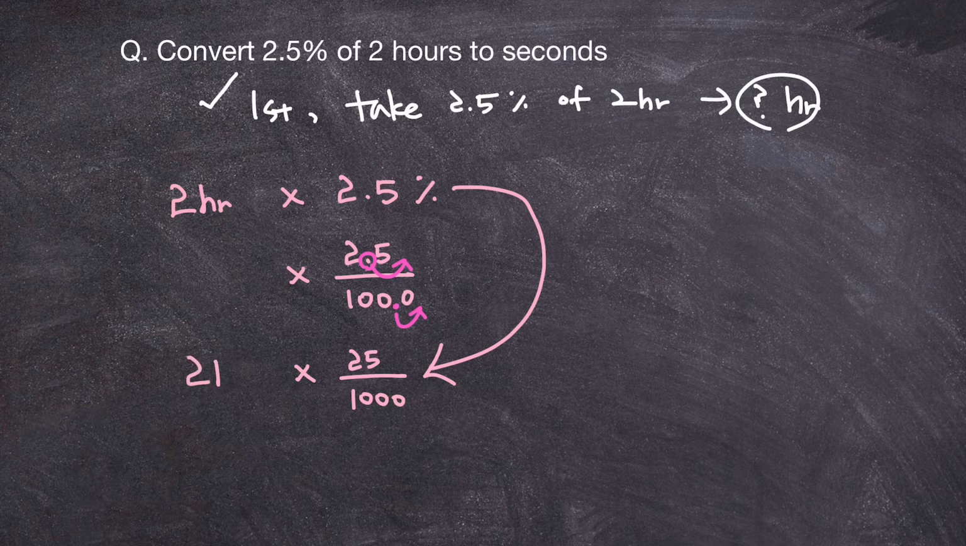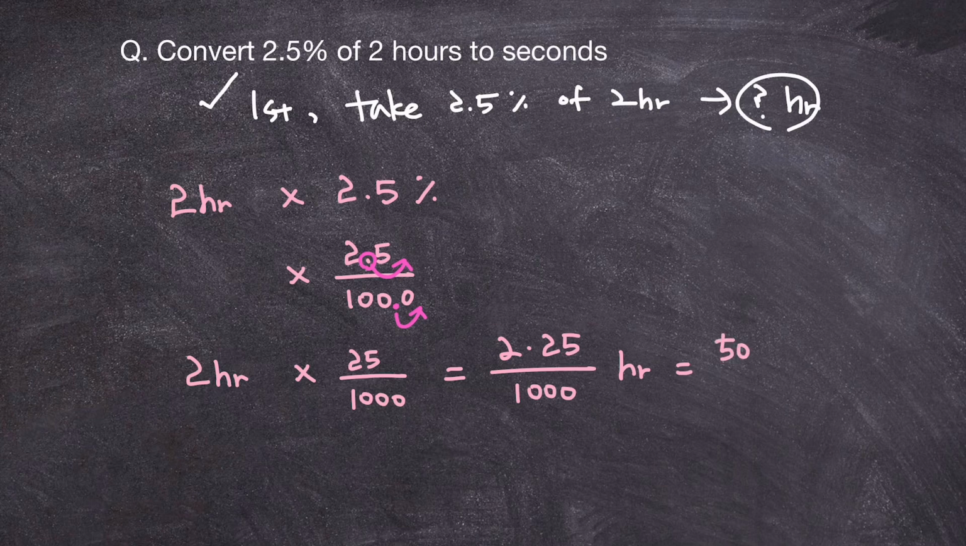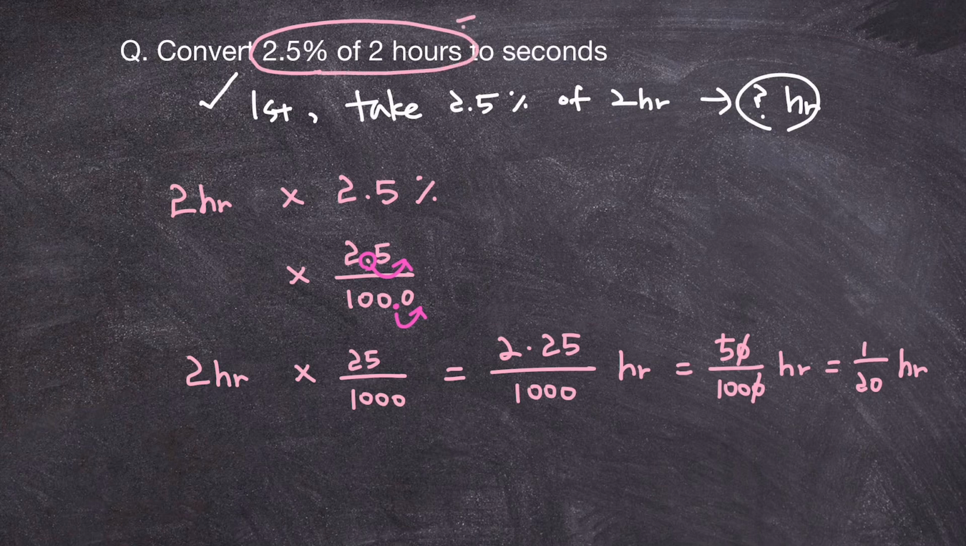So if I multiply that to 2 hours, then I can figure out how many hours 2.5% of 2 hours is equal to. And if I do that, I am left with 2 times 25 over 1,000 hours, and that's equal to 50 over 1,000, or 1 over 20 hours. So we now know that 2.5% of 2 hours is equal to 1 over 20 hours.